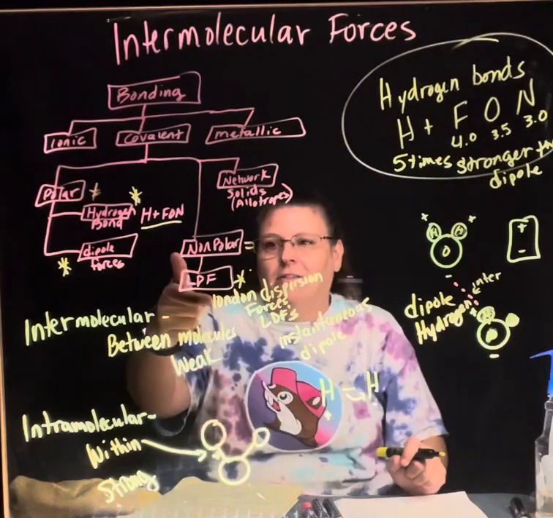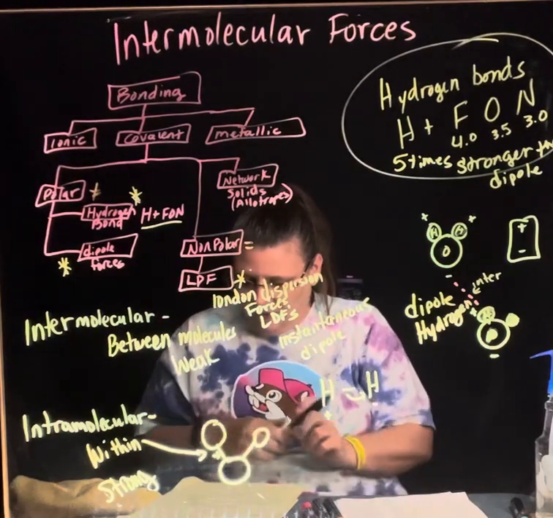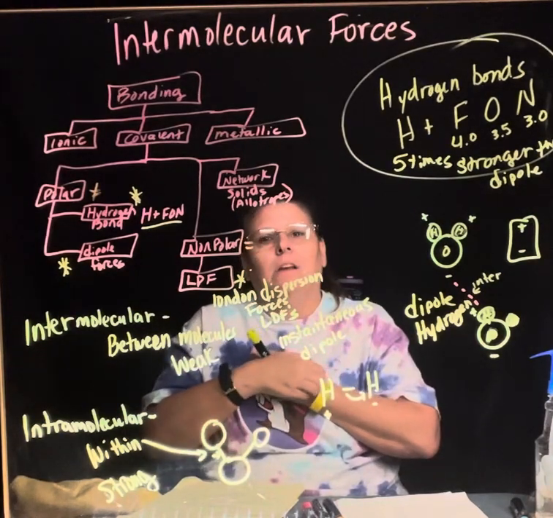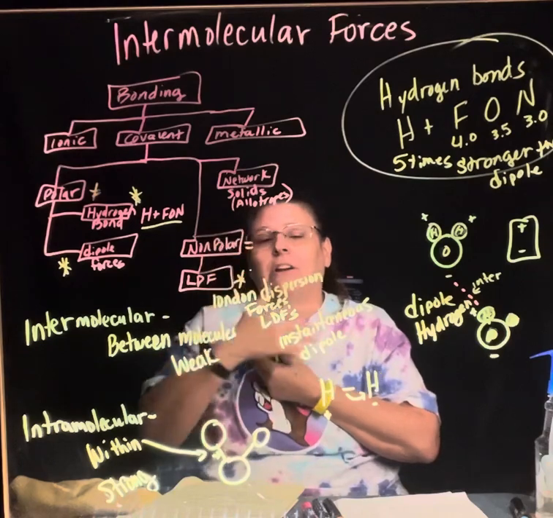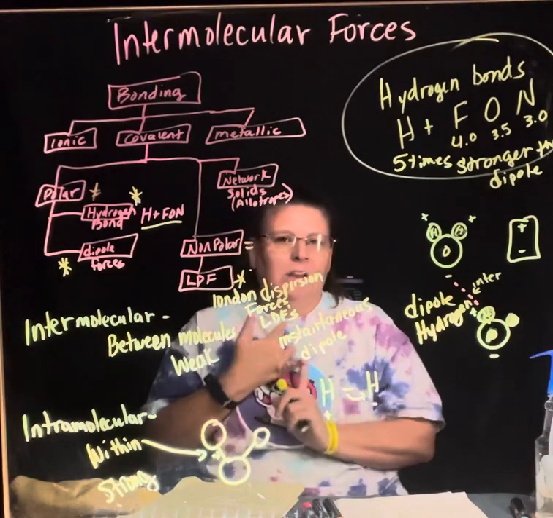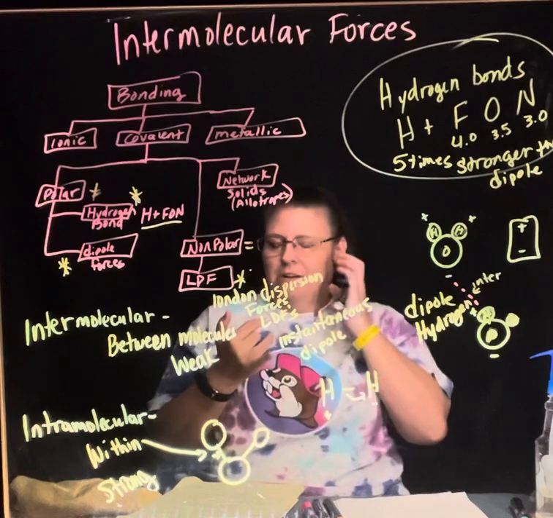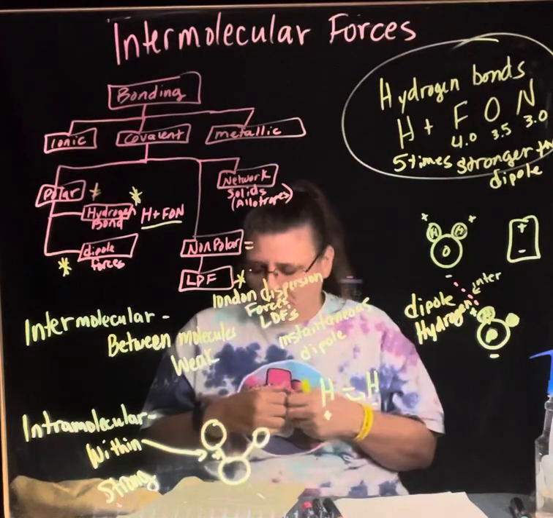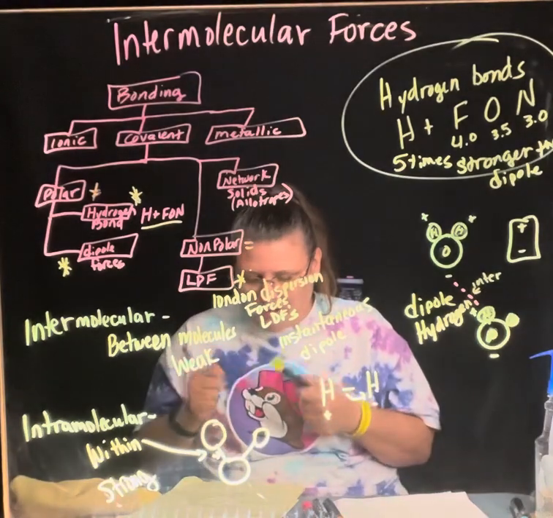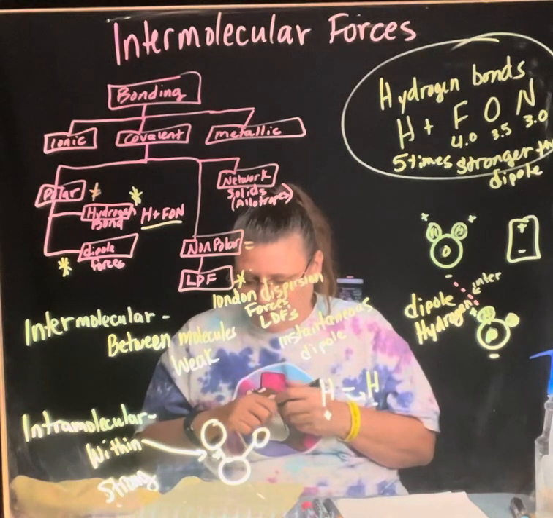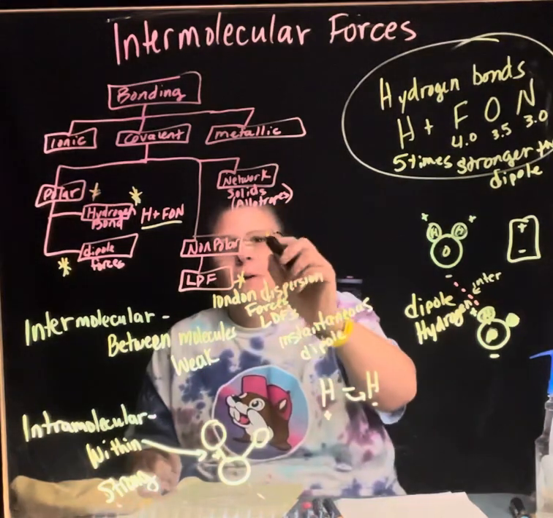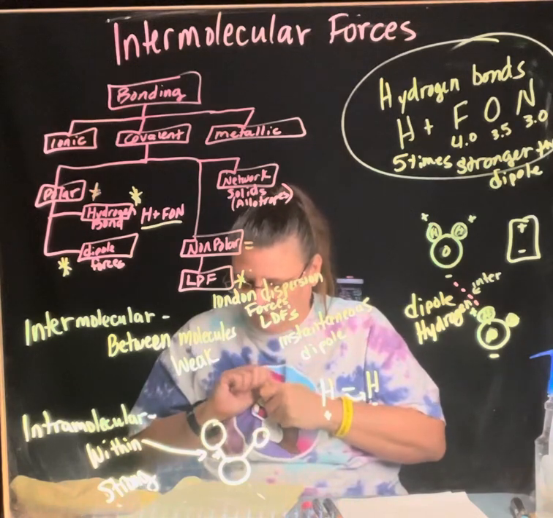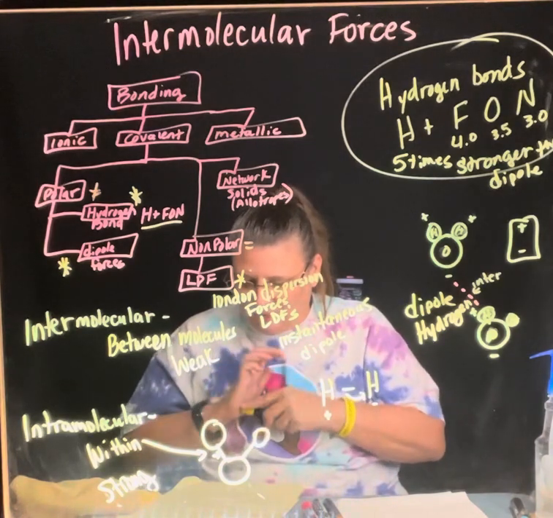And the weakest ones we have are London dispersion forces. Now, why do we have these? Well, this helps with when we have different types of bonding intermolecular forces. It helps us to determine if it's going to have a high melting point or boiling point. So it gives us some of our properties of our molecules. So the larger the nonpolar molecule, the higher the boiling point. So kind of keep those things in mind too.